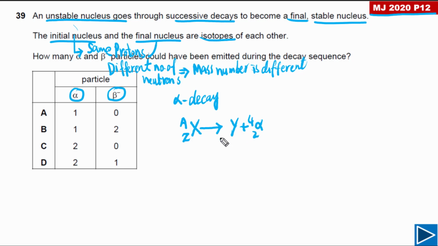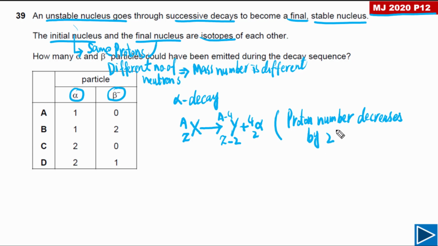In this case, the atomic number, meaning the proton number, will decrease by 2 and the mass number will decrease by 4. But for this question we need not worry about mass number, because isotopes can have different mass numbers. So simply we need to understand that in an alpha decay, proton number decreases by 2. This is the main concept you need to understand for alpha decay.